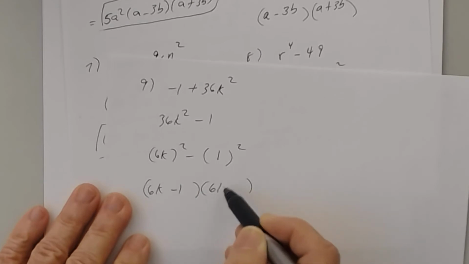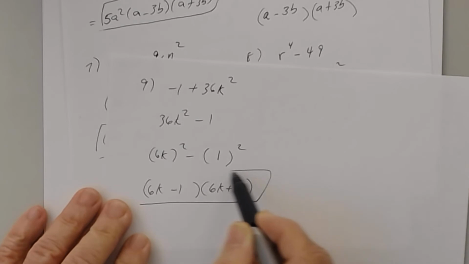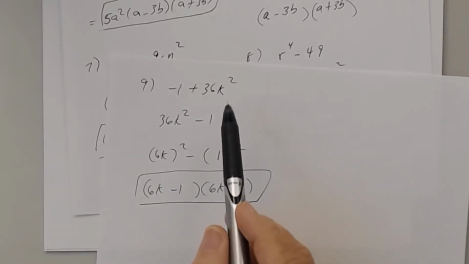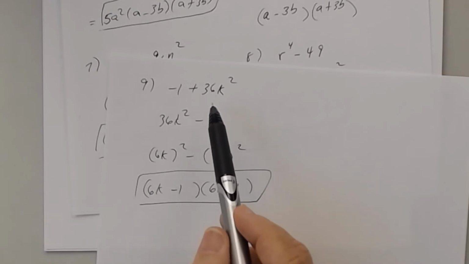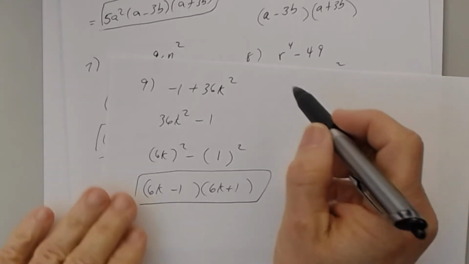Minus 1. 6k plus 1. 6k plus 1. All right. So in number 9, it was a lot easier to rewrite it. Now, she mentioned factoring out a negative 1 because on one of the worksheets, didn't it say factor out negative 1 on a couple of the problems that was due today? All right, let's do that.